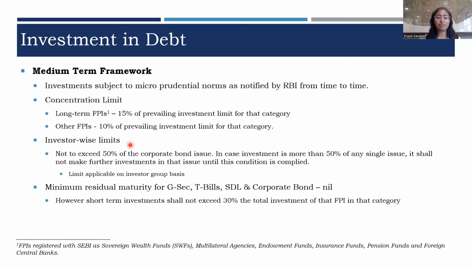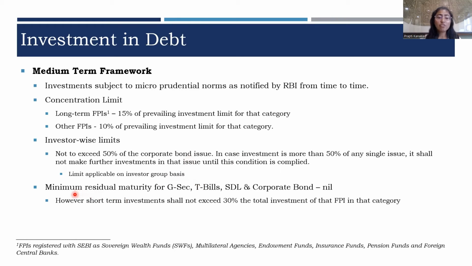Now, if the FPIs are investing in any issuance by any Indian company for corporate debt, in that case, the maximum that they can invest in that particular issue is 50%. That means they cannot subscribe 100% of that issuance. The maximum limit allowed is 50%. And here also, the investment will be considered on an investor group basis and not on an individual basis.